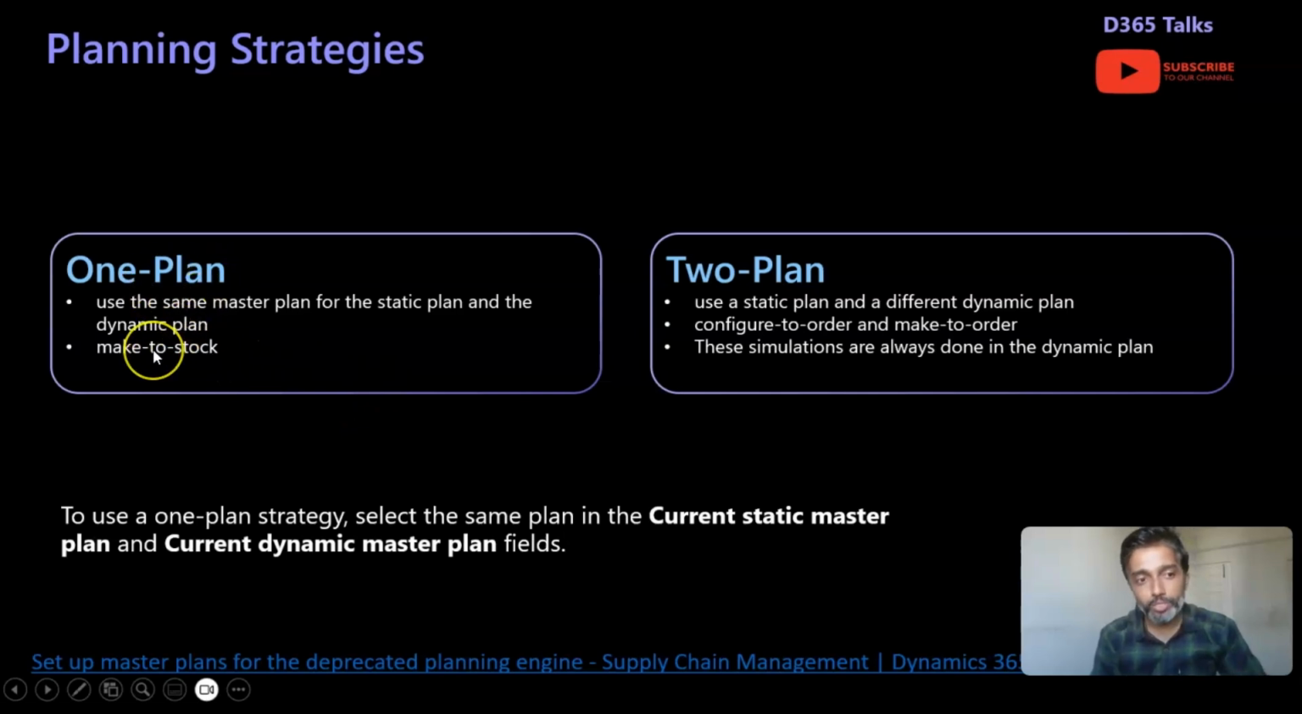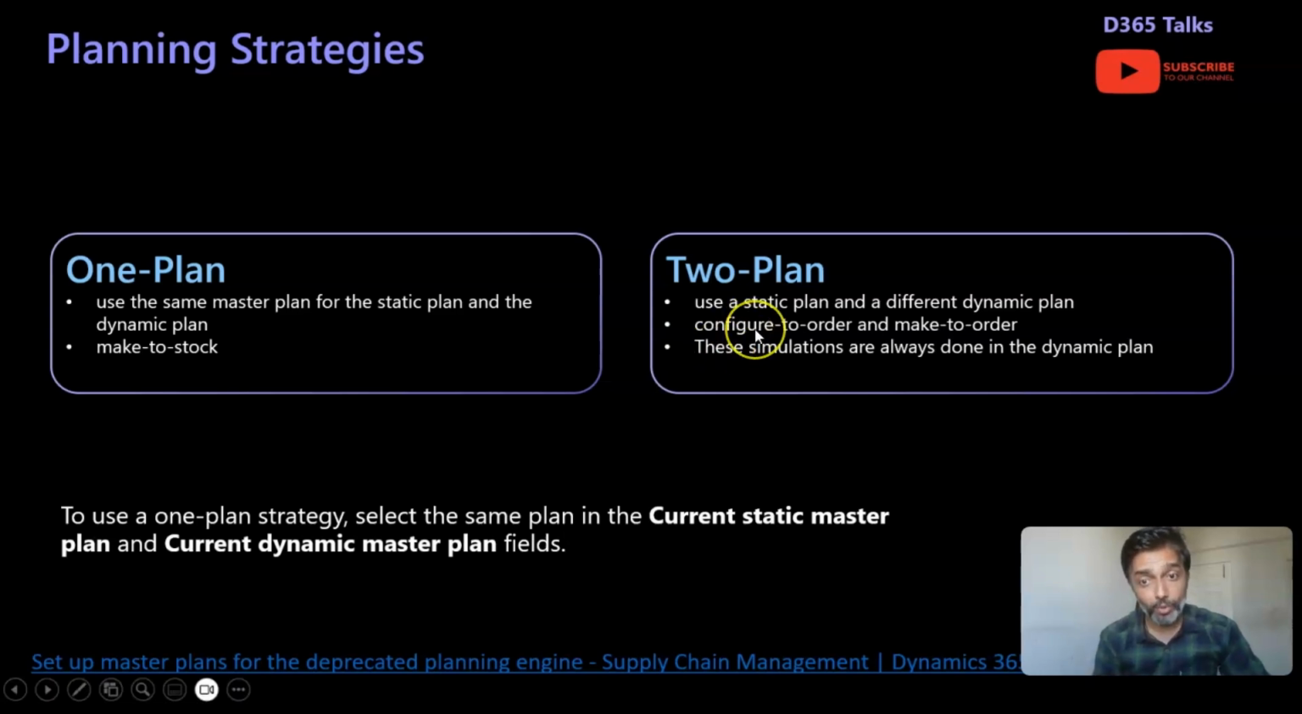It is typically used in those scenarios where you have make to stock kind of business operations, where you primarily stock the material and then sell it. Especially these kind of scenarios are used in case of retail and distribution organizations. But in case of two plan strategy, you use a specific plan for static and a specific plan for dynamic.